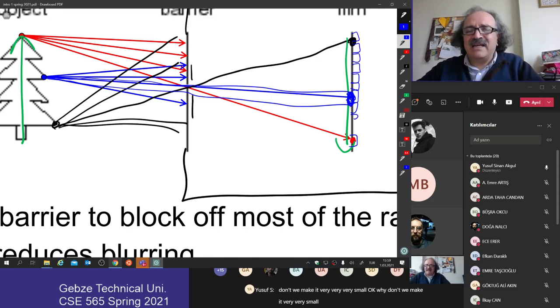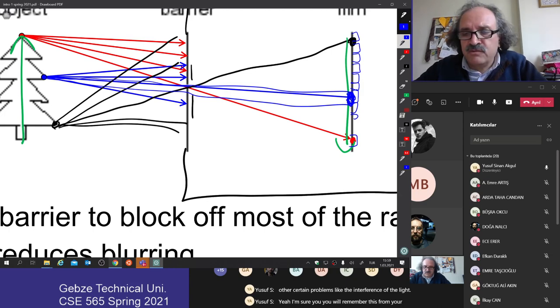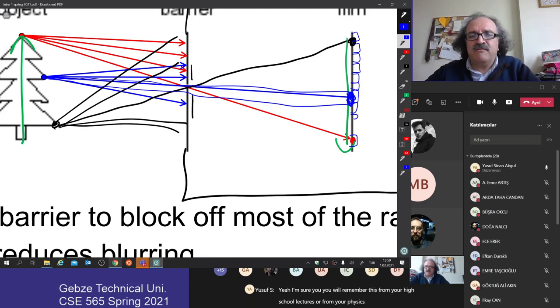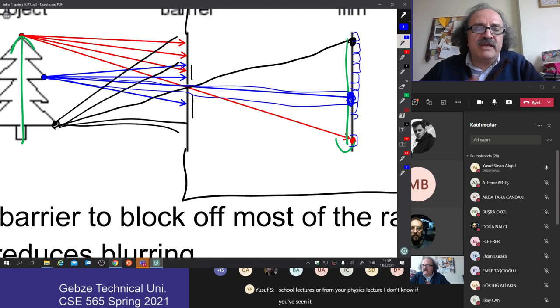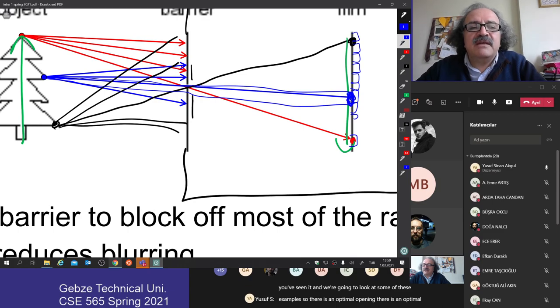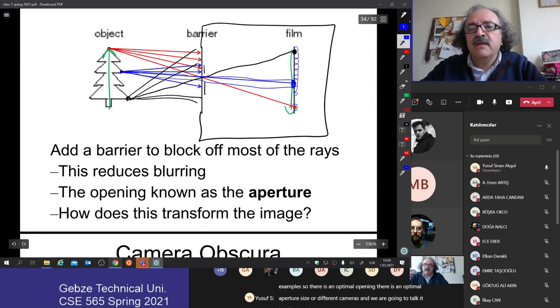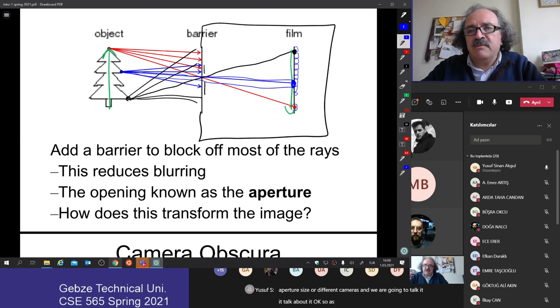Well, in that case, there are some other problems, like the interference of the light. I am sure you will remember this from your high school or physics lectures. I don't know if you have seen it. We are going to look at some of these examples. So there is an optimal aperture size for different cameras, and we are going to talk about it. As you see, our image is upside down. That's the characteristic of these kinds of cameras.